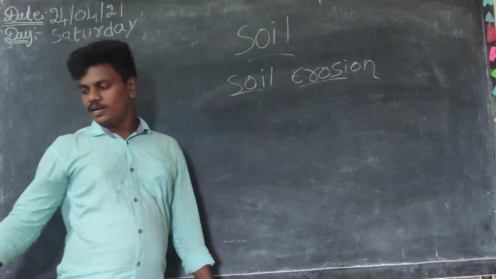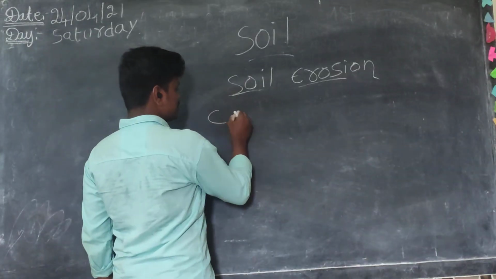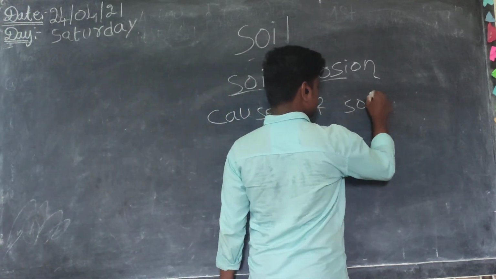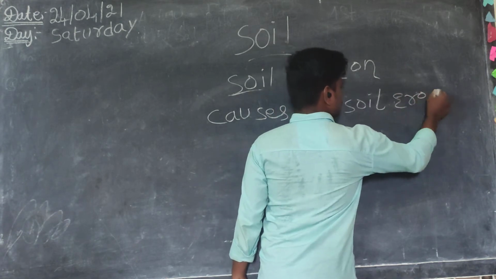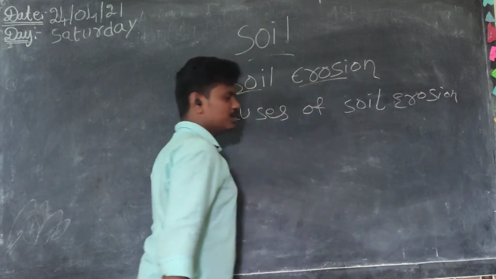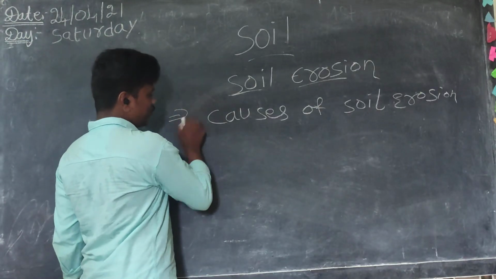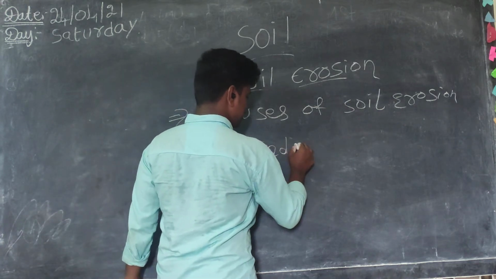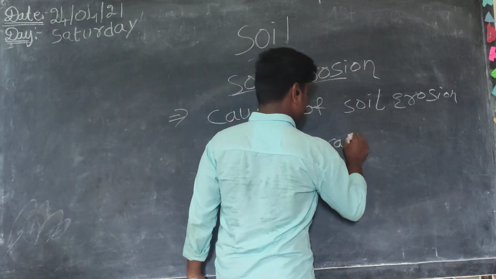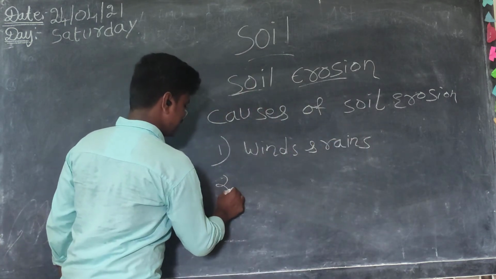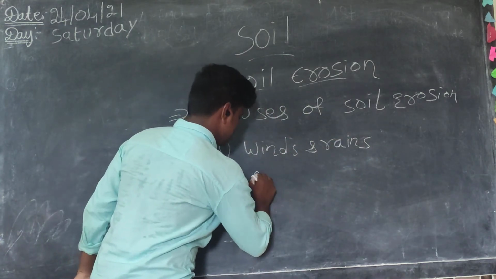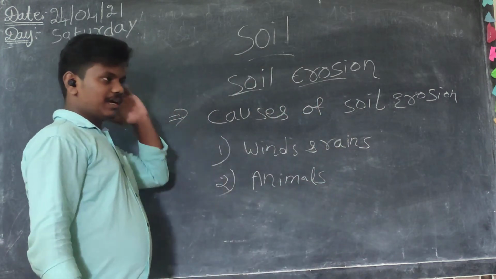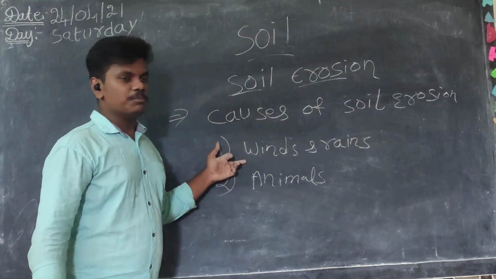What are the effects of soil erosion, what are the causes of soil erosion? The soil erosion is caused by, first thing, winds and rains. And the second one, animals grazing. Okay, animals grazing.